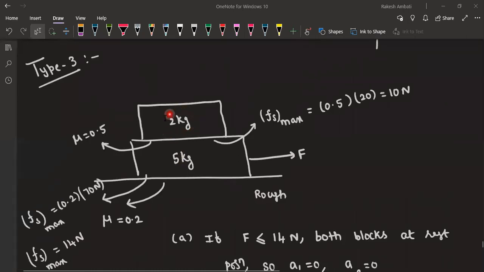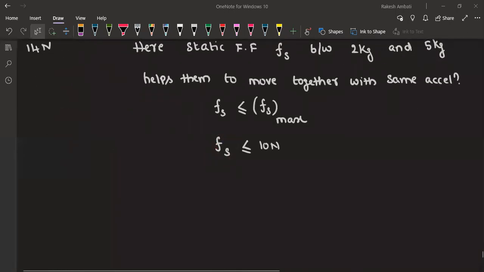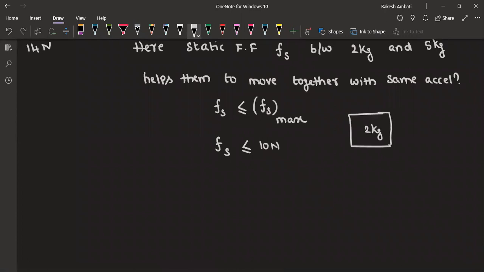So in the case of the 2 kg block, what is the only driving force? Fs max, frictional force. So here, to find Fs, I'm taking only the 2 kg block, the top one. They're moving together with a common acceleration. The only driving force is static friction. But what is the direction of static friction, forward or backward? Forward.